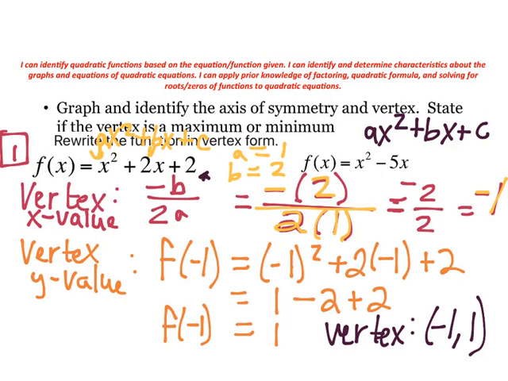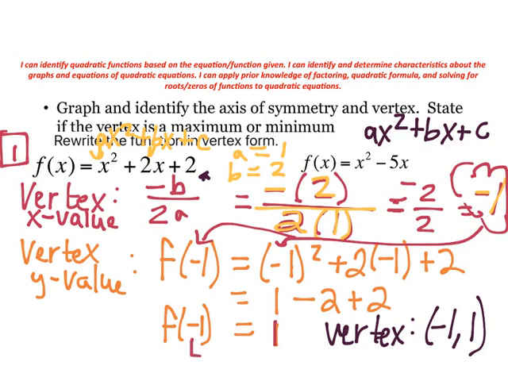Now to find the y value, I have to take the x value, which is negative 1, what I just found, and plug it into the function, or evaluate the function when x equals negative 1. And so I plug it in, and whatever spits out, the output, is the y value of my vertex, which is where I got positive 1. Put those two things together, and that is my vertex location, negative 1, comma 1.